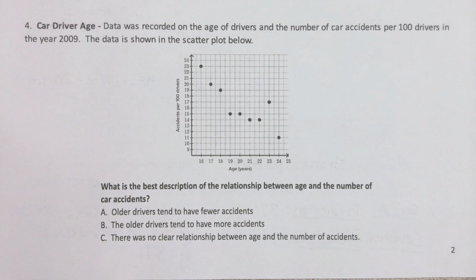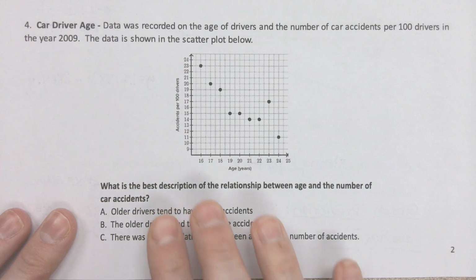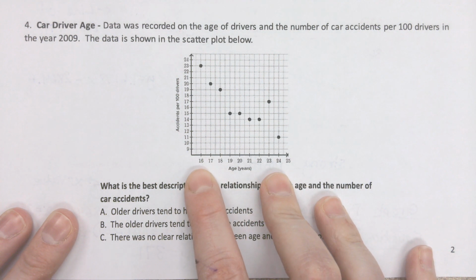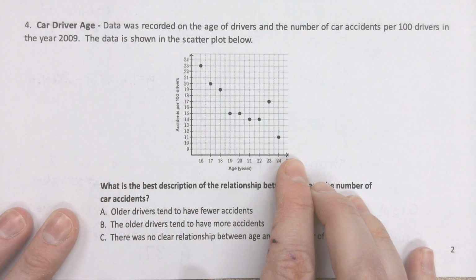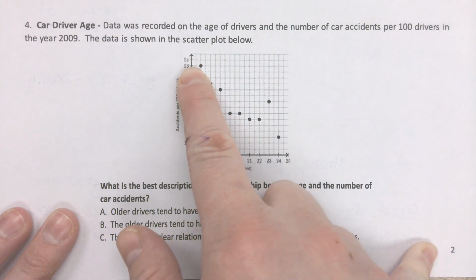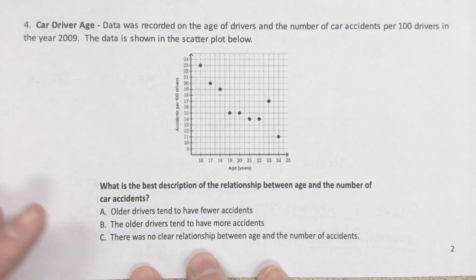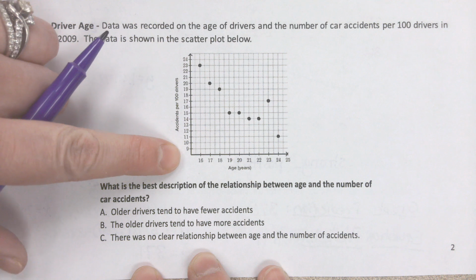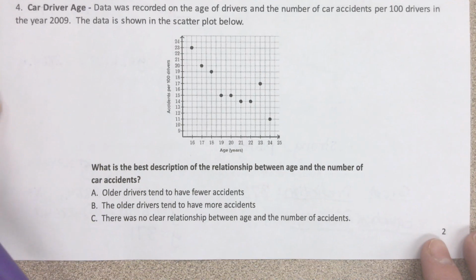And we'll focus on the more important part of the notes, which is being able to read, again, the scatter plot telling relationships. Car driver age. Data was recorded on the age of drivers and the number of car accidents per 100 drivers in the year 2009. The data is shown in the scatter plot below. Looking at the scatter plot, on the x-axis, we go from age 16 all the way up to 25. Just notice real quick the 16-year-olds have the most accidents, just worth pointing out. And then we have the number of accidents ranging from 9 to 24.